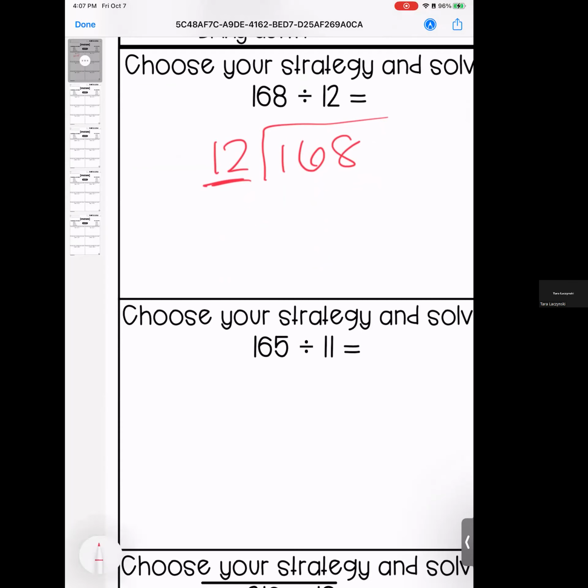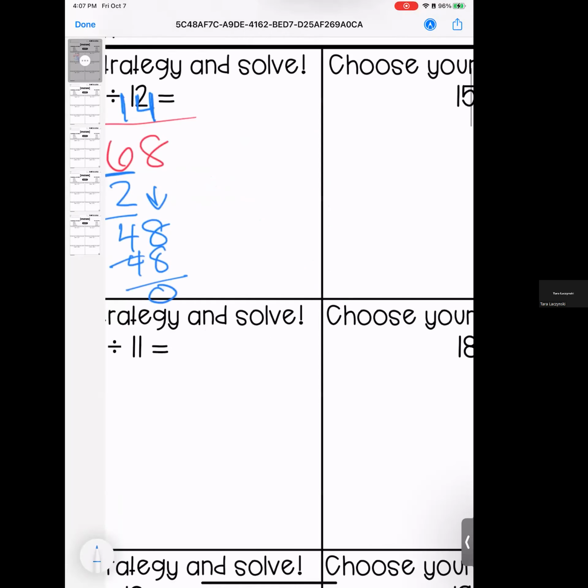Now, I cannot divide 12 into 1. That doesn't work. The number's too small. So remember, when it's too small, I slide next door. And this time I'm doing 12 into 16. That will go in one time. 1 times 12 is 12. And when I subtract 16, take away 12, I have 4. Bring down my 8. Now I'm doing 12 into 48. That's going to go in 4 times. And when I subtract, I'm left with 0. My answer is 14 with no remainder.